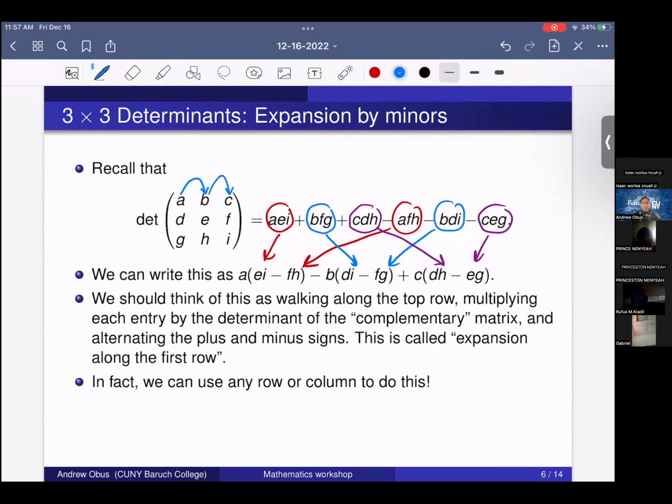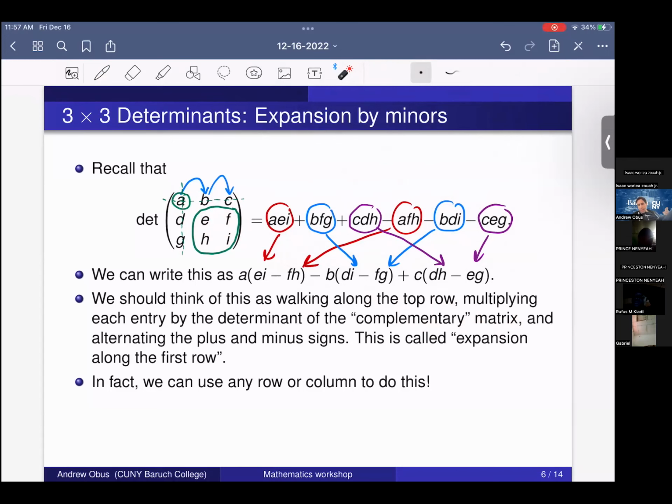When I have A, for instance, I'm going to look at the complementary matrix. What do I mean by the complementary matrix? If I have my entry A, I cross out the row and the column that contain A, and I look at what's left. This is non-standard language, it's just what I'm calling this complementary matrix. So if you get rid of the A and its row and column, what you have left is E, F, H, I, right?